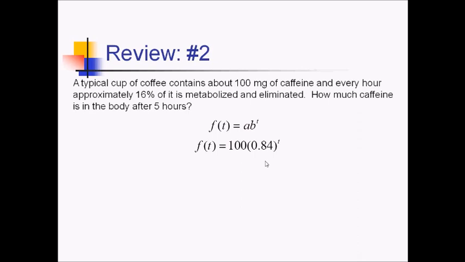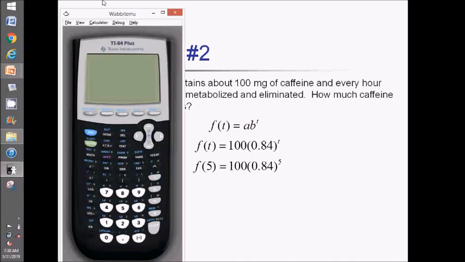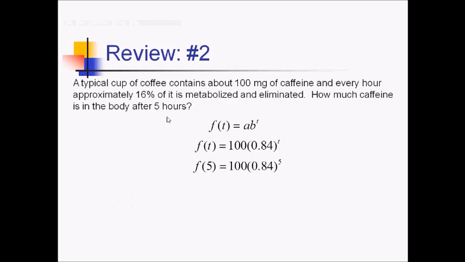Next, we're going to plug in the time, which is 5 in this case. And now we go to the calculator. So on my calculator, I've got 100 times 0.84, and then I'll use my exponent button and exponent of 5, which comes out to approximately 41.8. And this is going to be milligrams of caffeine.